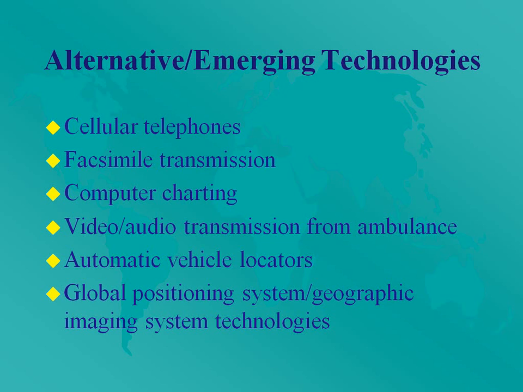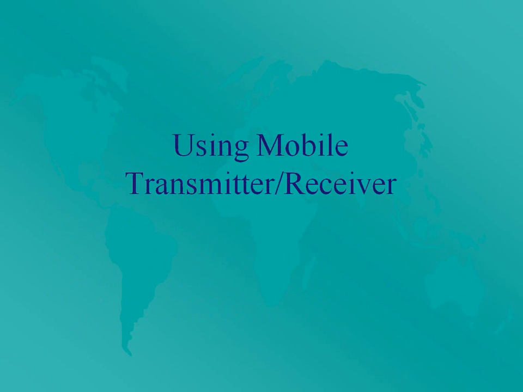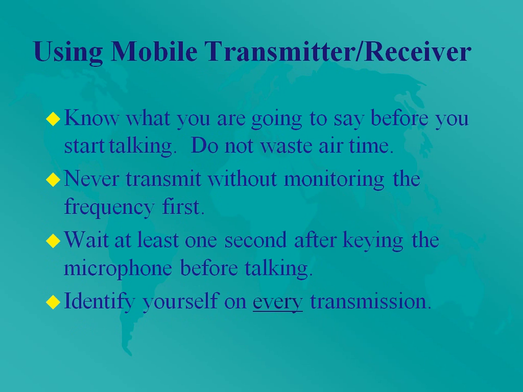It's good when you need help and you need somebody to come find you. It's bad when you're trying to stay hidden. So, using a mobile transmitter receiver, the big thing here is know what to say before you say it. Just take a couple seconds and think about what you're going to say before you say it.